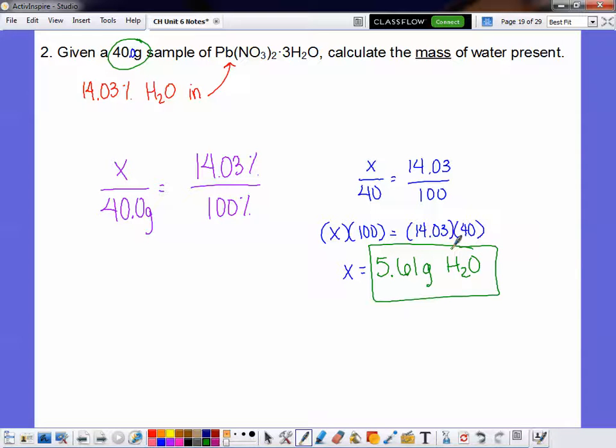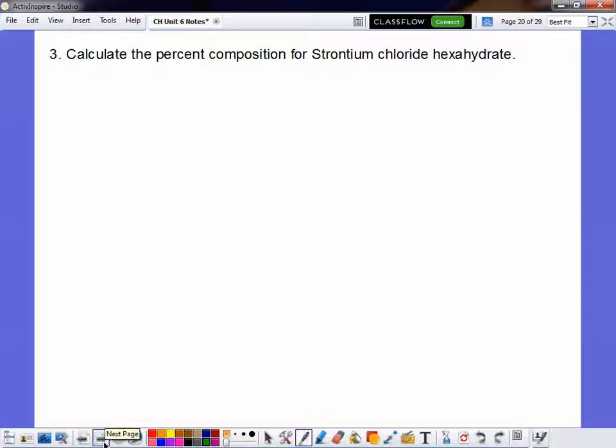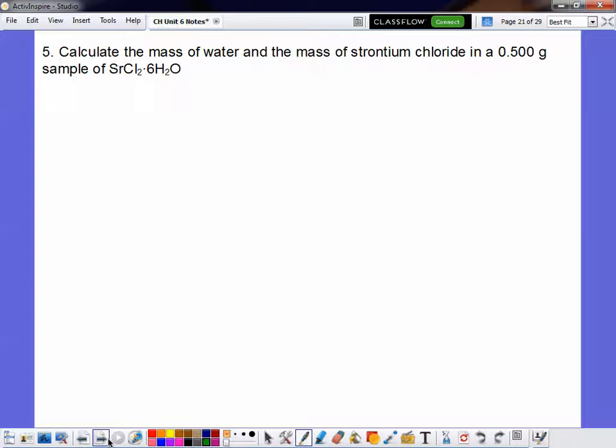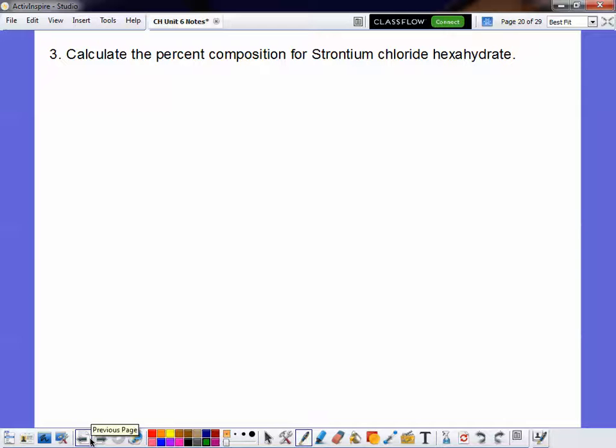Okay. And then on your own, go ahead and calculate the percent composition for this second hydrate and do the mass, find the mass of each ionic compound and water. Do 3 and 5. I had a typo. I forgot number 4. Sorry about that. So you can do that on your own. If you were here in class, you've already done that and we went over it, but do that as extra practice. Okay? And that's what hydrates are.